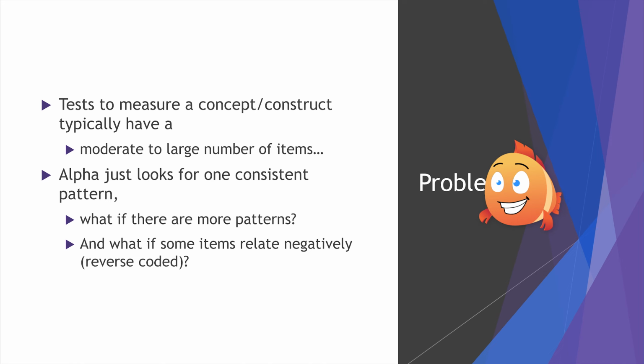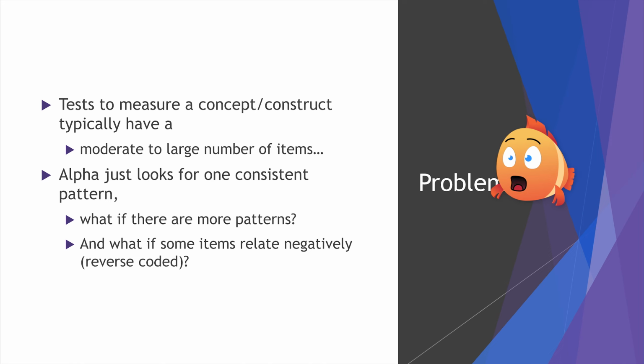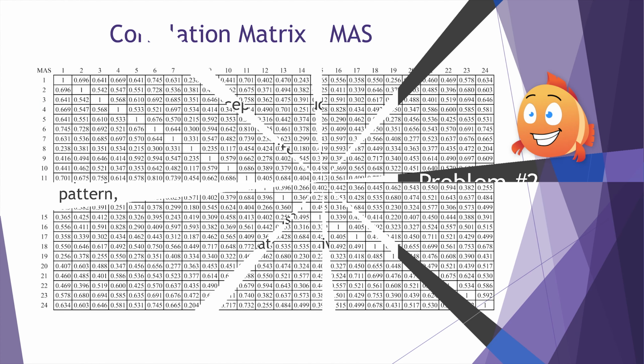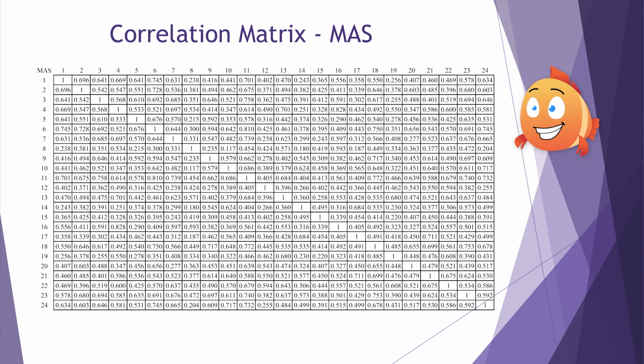Alpha is just one method to try and summarize all those relationships by looking for a single consistent pattern. But alpha doesn't work so hot if you have multiple patterns. What if you have multiple components of your score? And what if some of the items are negatively related, so the term is reverse coded? Well, that's a problem.